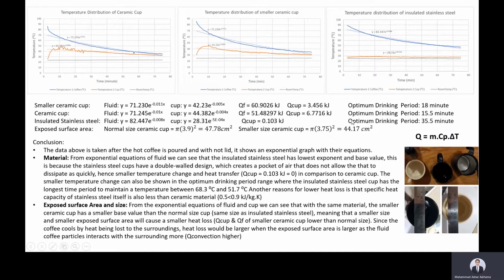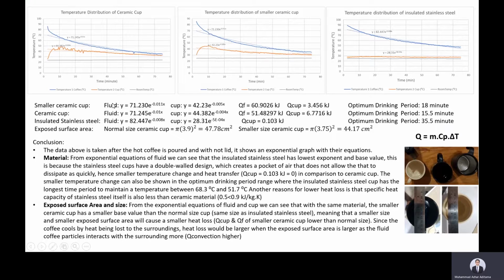Another reason why the heat loss is small for the stainless steel cup is because the specific heat capacity of stainless steel itself is smaller than the specific heat of the ceramic material. Next is the exposed surface area and size aspect.